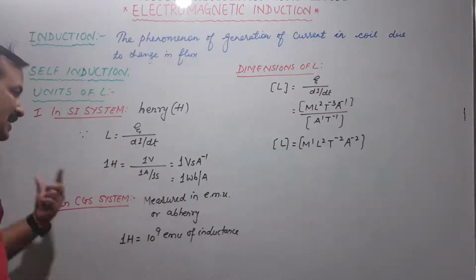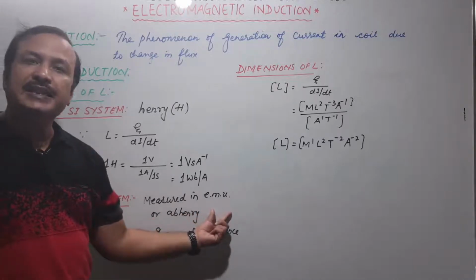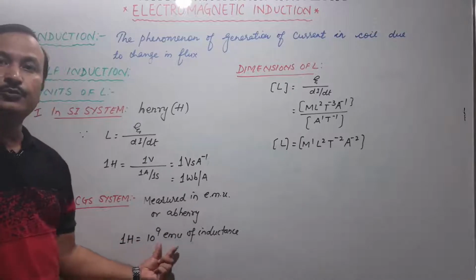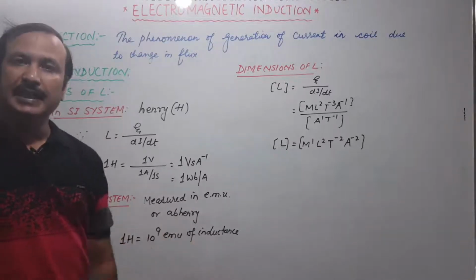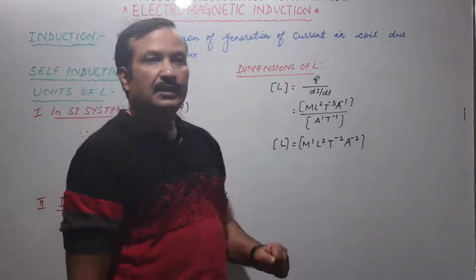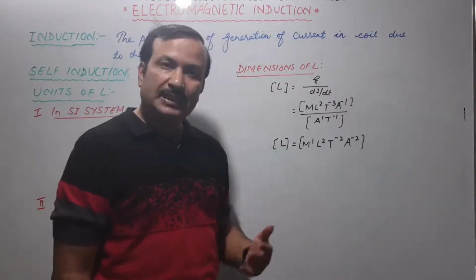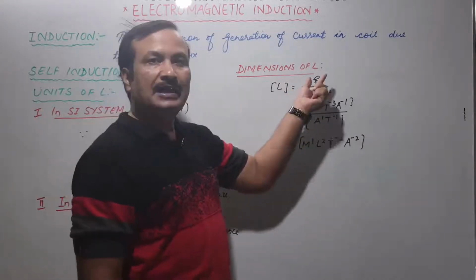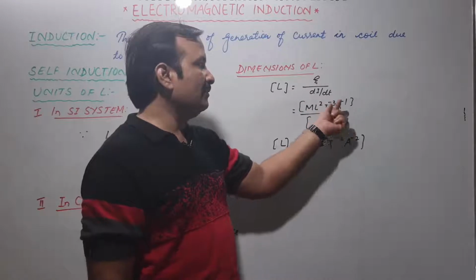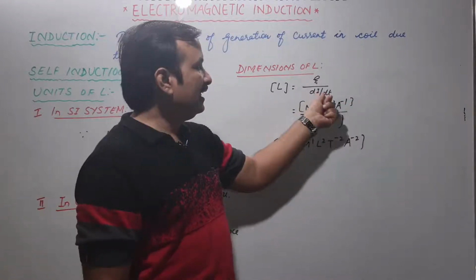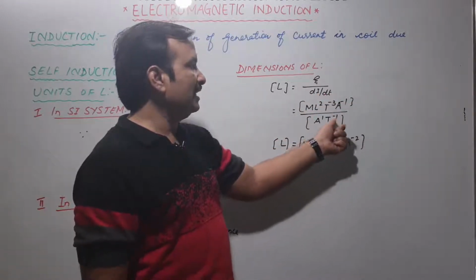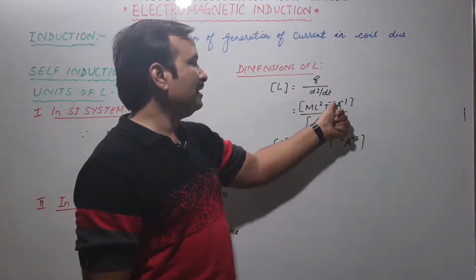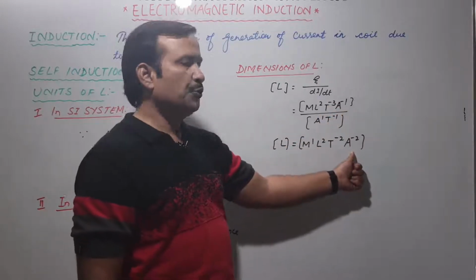In the CGS system it is measured in EMU, and the relation is 1 Henry is equal to 10 to the power 9 EMU of inductance. Now we have dimensions. Learn them, because these dimensions are asked. L is equal to E upon di by dt. We have E, that is potential, which we know is M L square T minus 3 A minus 1, and di by dt is A upon T, that is A T minus 1. Solve this, and you will get M 1 L square T minus 2 A minus 2.